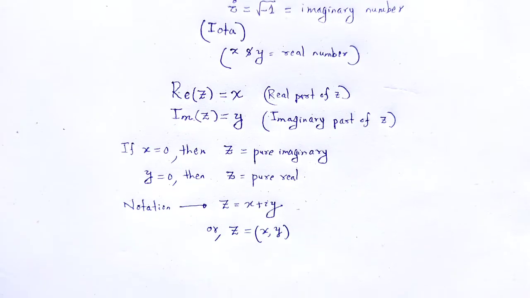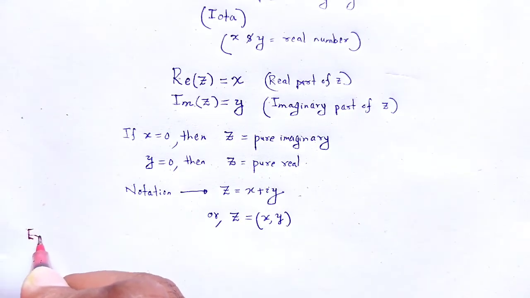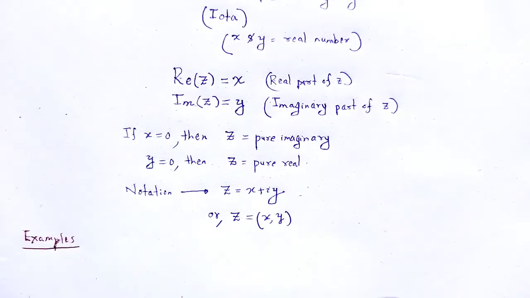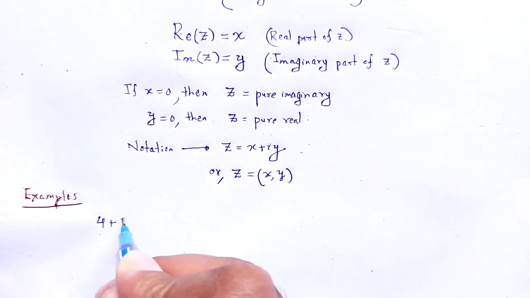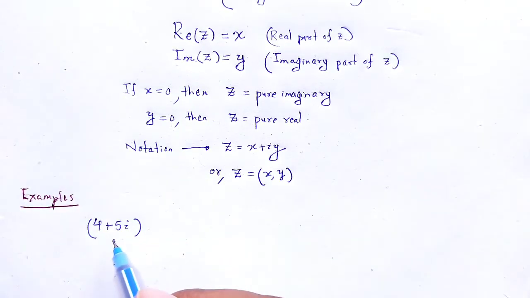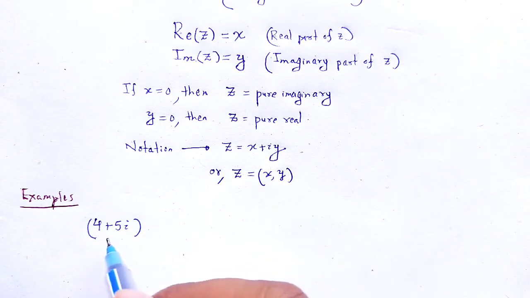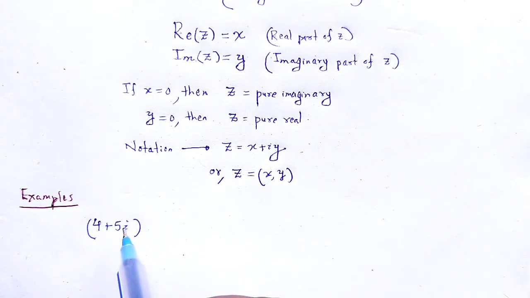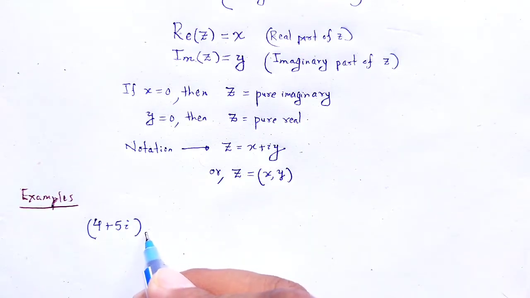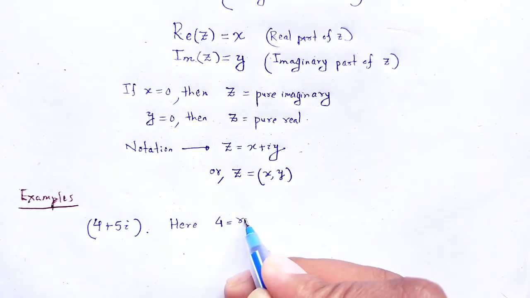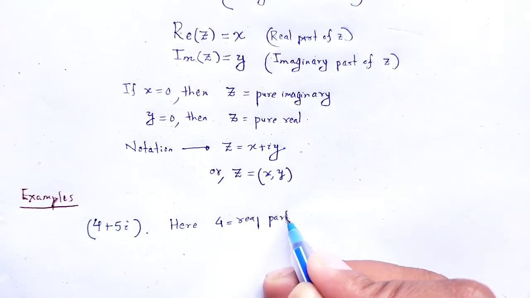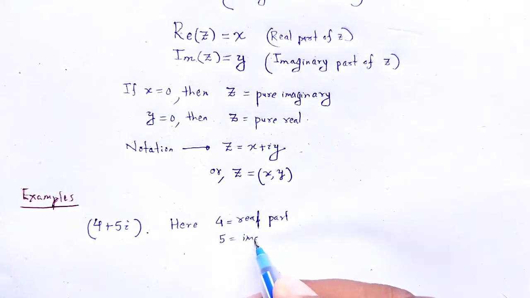If we take some examples, if a complex number is 4 plus 5i, then find out the real part and imaginary part of the given complex number. Since it contains the imaginary number, it is the combination of real number and imaginary number, that is why it is a complex number. Here 4 is the real part, and 5 is the imaginary part.